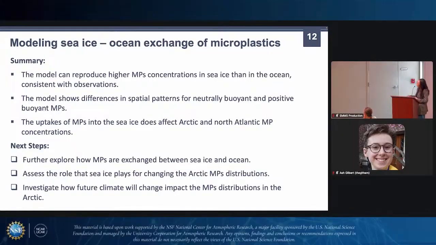As for next steps, I would continue to work on exploring how microplastics are exchanged between sea ice and ocean, and assess the role that sea ice plays in changing the Arctic microplastic distributions. And if possible, I would further investigate how future climate will change the impact on microplastic distributions in the Arctic. So I will stop here, and I'm happy to take any questions. Thank you very much.